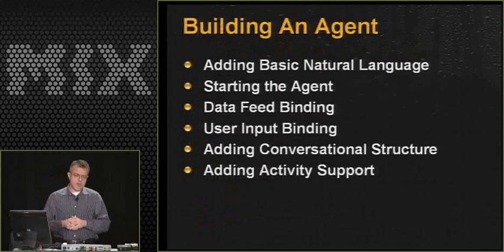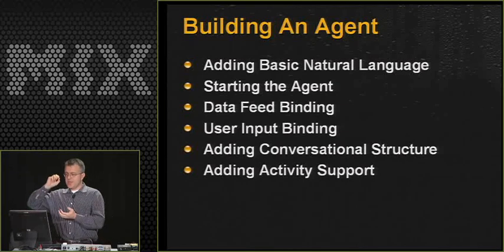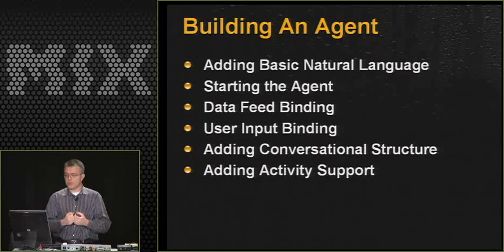So what we're going to do now with John here, we're going to build an agent and see through a few steps in 10, 15 minutes how we can build a bot. We're going to add some basic natural language. We're going to see how we can bind data feeds to this bot, how we can bind to the user input, how we can add a bit of conversational structure to the bot, and finally, we're going to look at how we can open and create an activity from the bot.